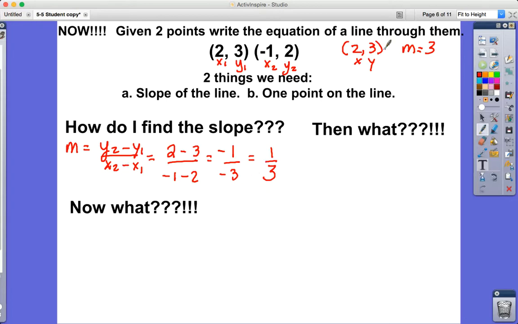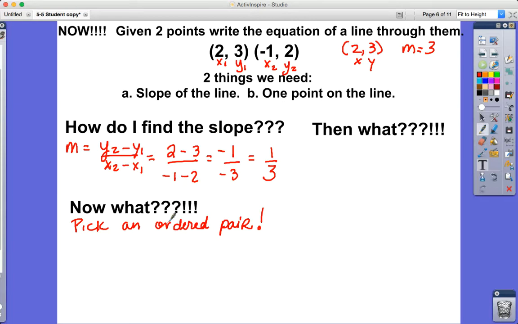So how could I get this to look like this? Well, all I have to do is then pick an ordered pair. Now, I promise you in the times past, I thought this came out to be a whole number. So let me make sure I did my math right. Yep, 2 minus 3. Yep, and -1 minus 2. Okay, so we got a fraction. I don't remember ever getting a fraction in the beginning.